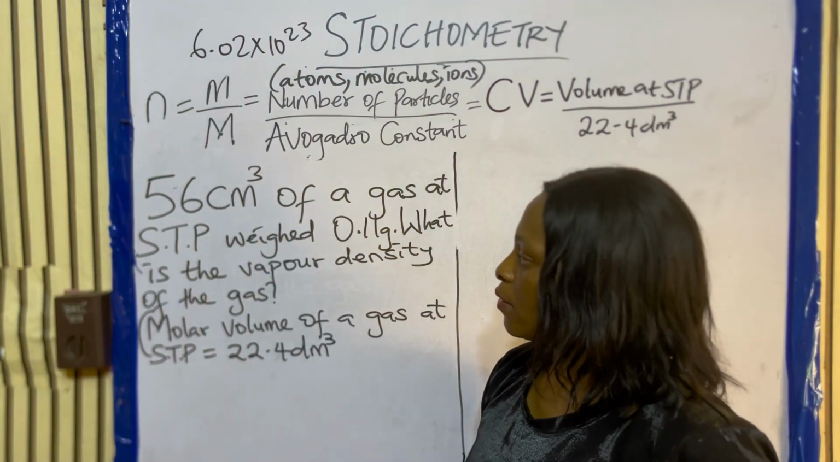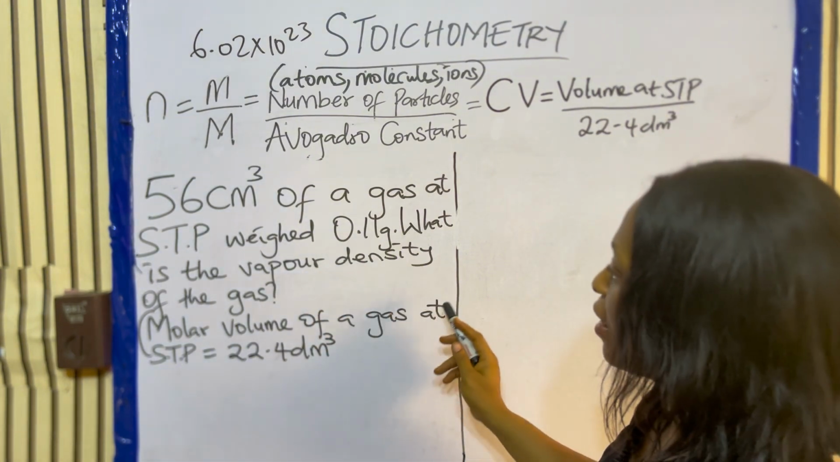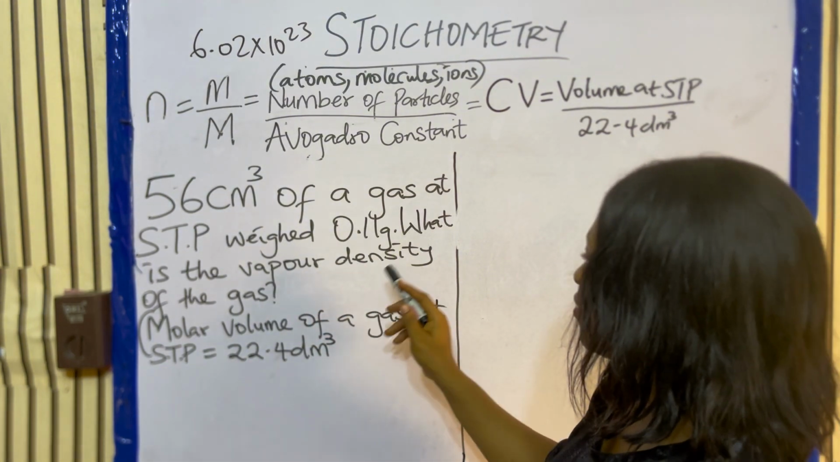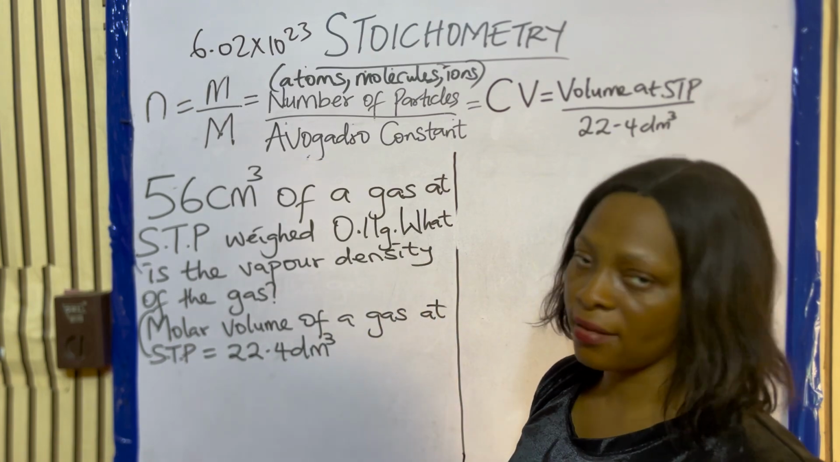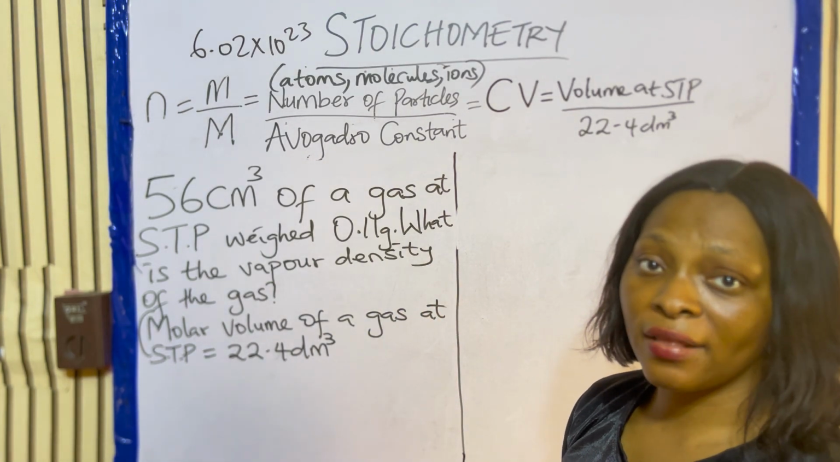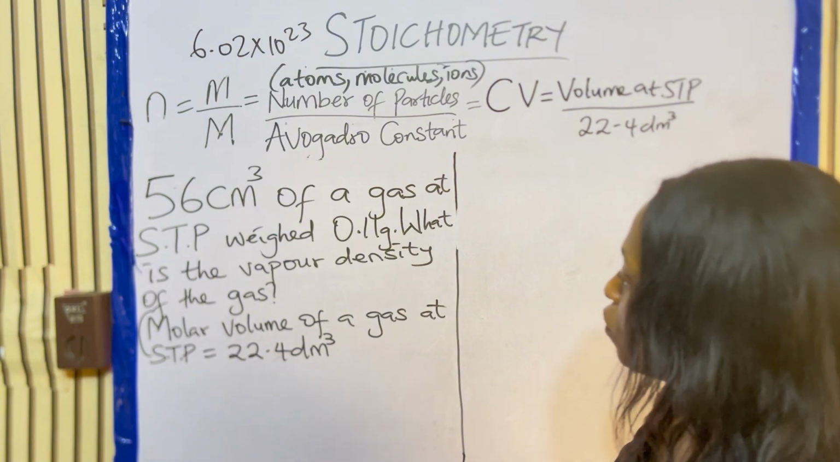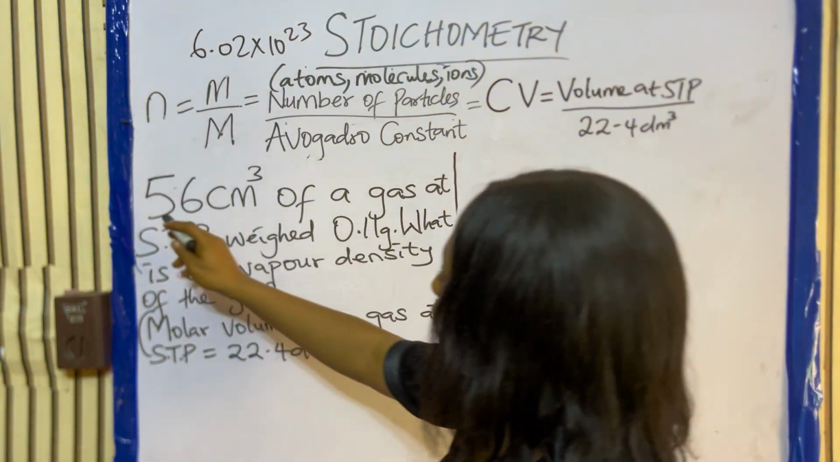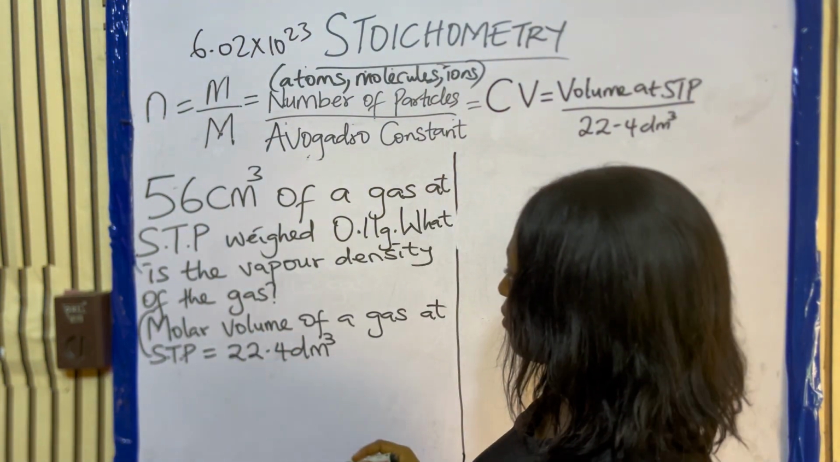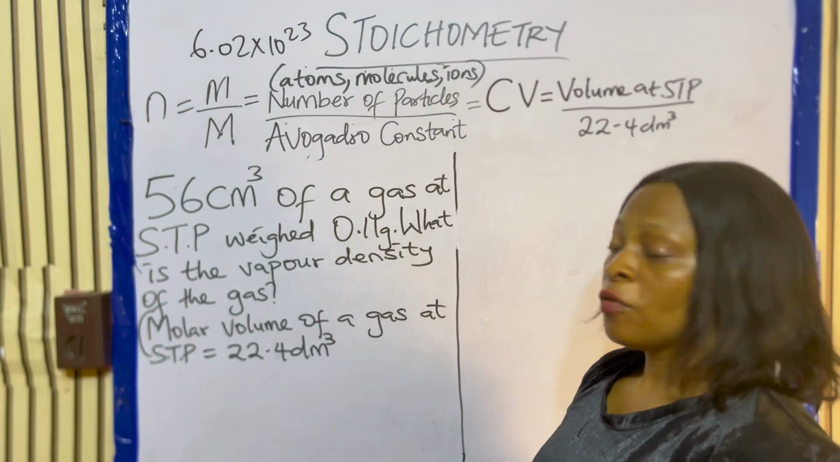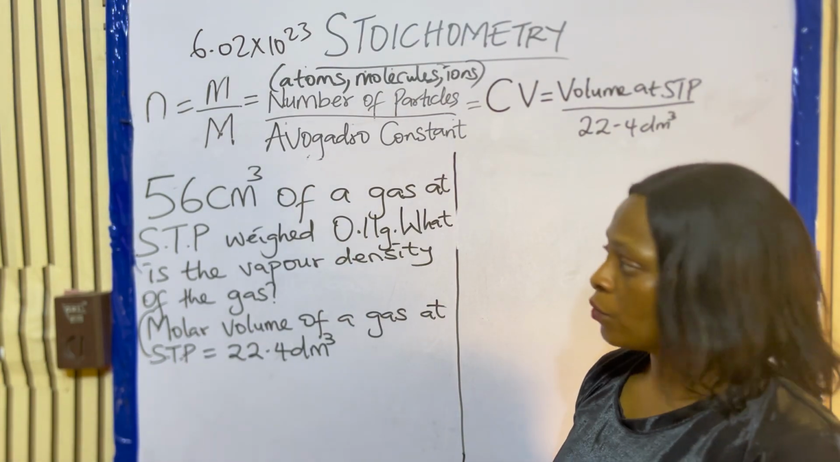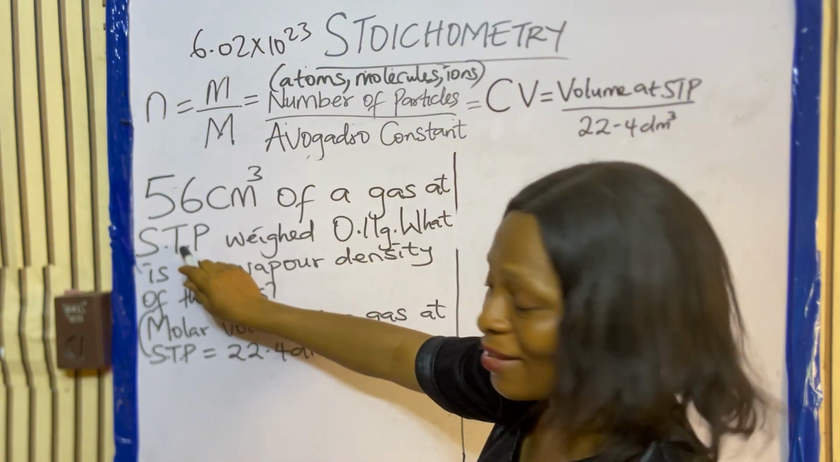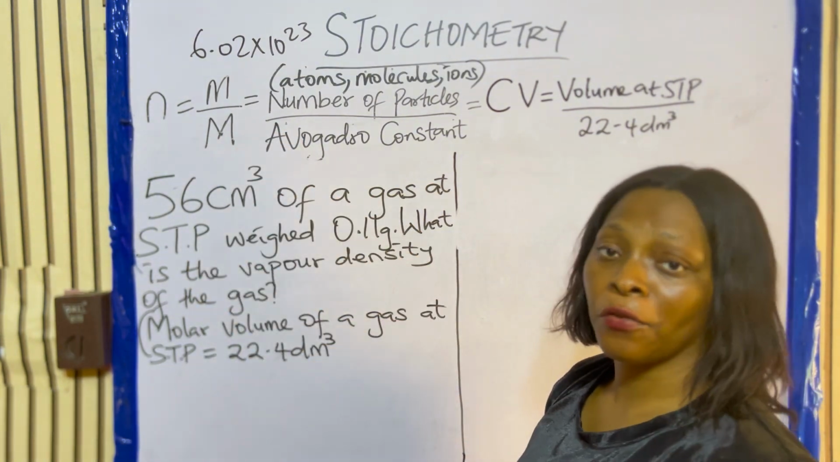So, looking at this question, 56 cm cube of a gas at STP weighed 0.11 gram. What is the vapor density of the gas? So, we are going to first of all write out our parameters. What are the parameters here? We have 56 cm cube of a gas and then we have our mass. So, the first thing to do is to find the number of moles. So, this is volume at STP.